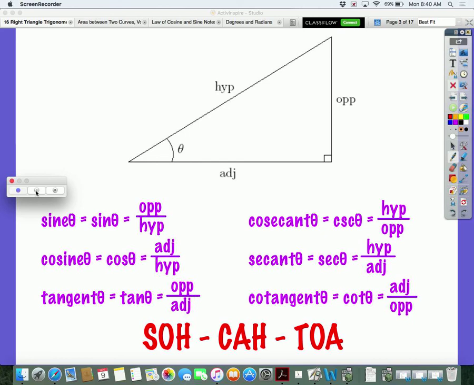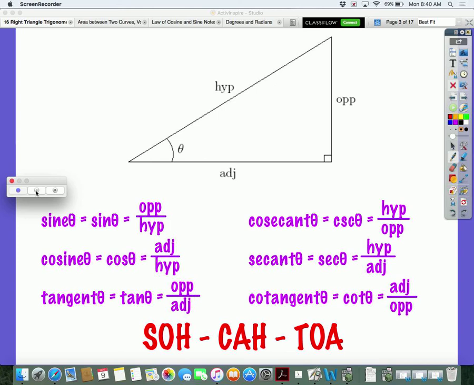The first 3 should look familiar. You dealt with these when you did geometry. Sine, from SOHCAHTOA, is your opposite side over your hypotenuse. The opposite side and the adjacent side are based off of where your angle is, in this case where theta is. Remember, opposite means across from the angle you're given.